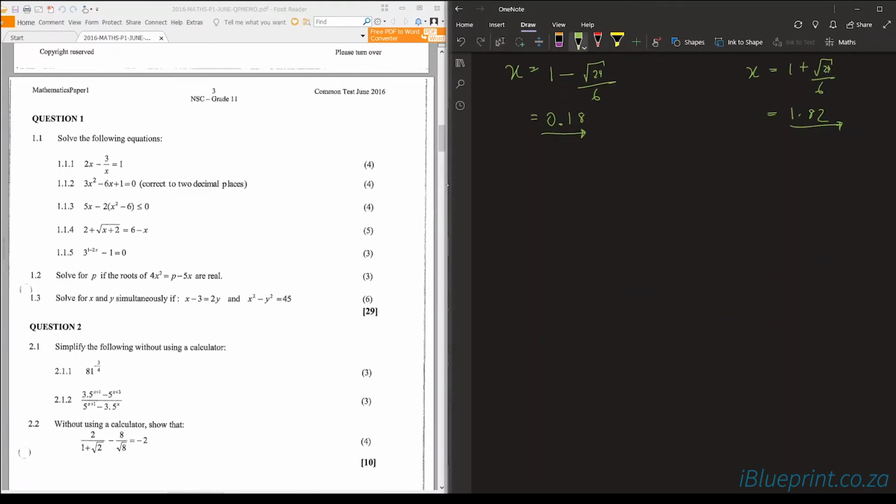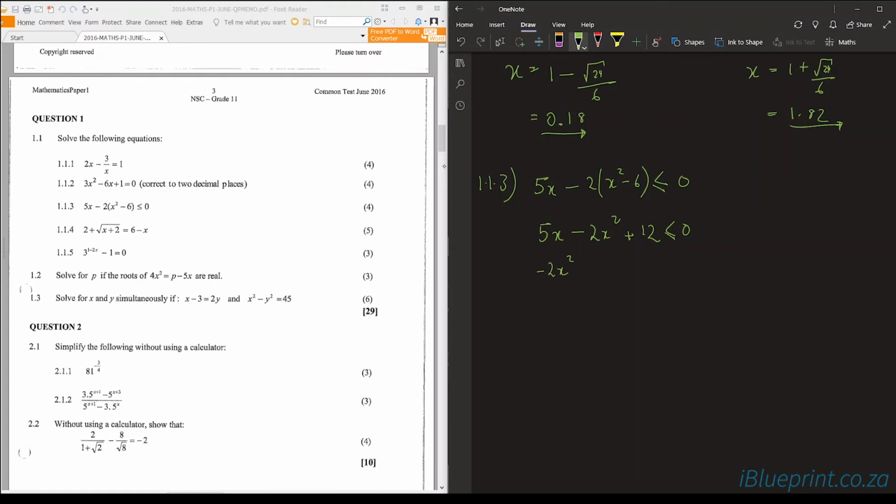1.1.3. Cool. 5x minus 2 times x squared minus 6 is less than or equal to 0. This is not an equation, it's actually an inequality. But the solution is pretty much the same, it's very similar. The first thing is we want to get this into a standard quadratic form. So we're just going to rearrange that. So that's going to be 5x minus 2x squared plus 12, 2 times 6 is 12, is less than or equal to 0.